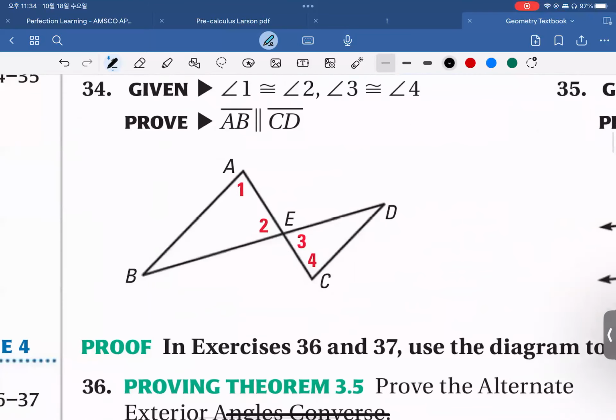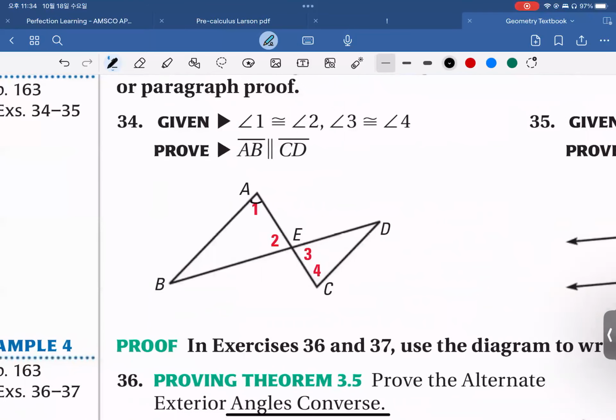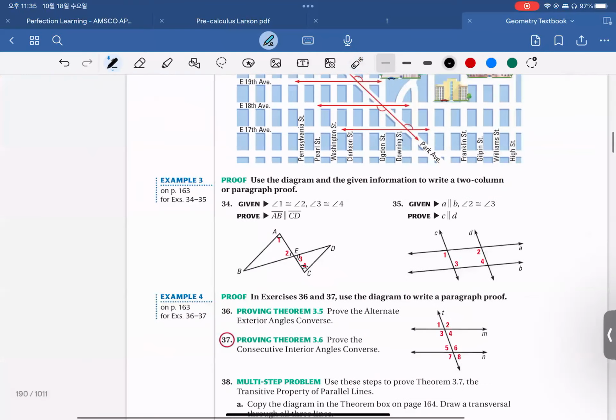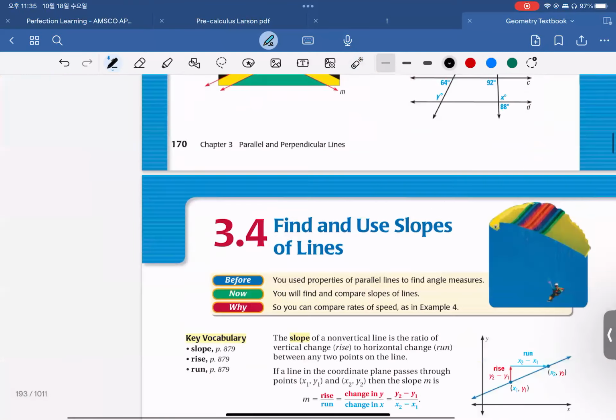Looking at 34: if you're trying to prove that AB and CD are parallel to each other, then you have to show a relationship. Here you have quite a few angle pairs you can use, and you can conclude that these lines are parallel by showing the converse. For example, you could use the converse of the alternate exterior angles theorem for these two angles. It's pretty straightforward. All you need to do is apply the theorems and postulates you've learned so far.